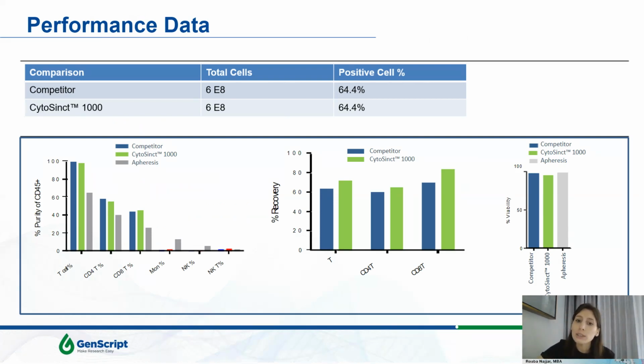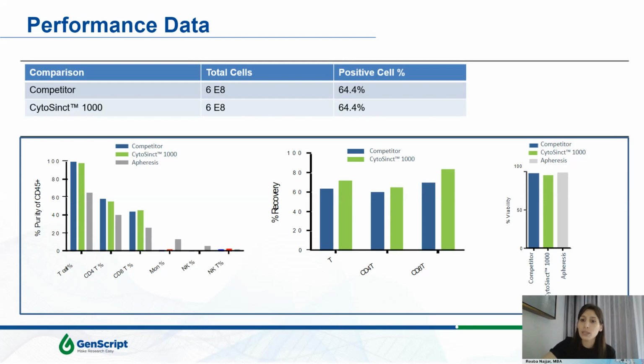So you can see that what is in blue is the competitor. What is in light green is the CytoSync 1000. And then the gray bars are basically Afaris. And what you're seeing here is the purity of cells isolated: CD45, and you can see the T cells, the CD4 T and then CD8, as well as the other natural killer cells. And you can see it's a side-by-side comparison.